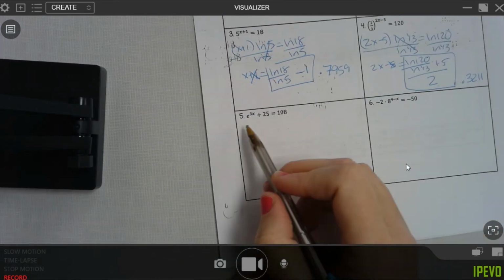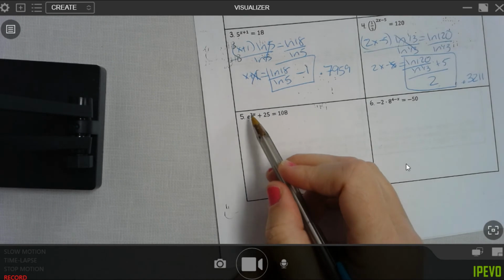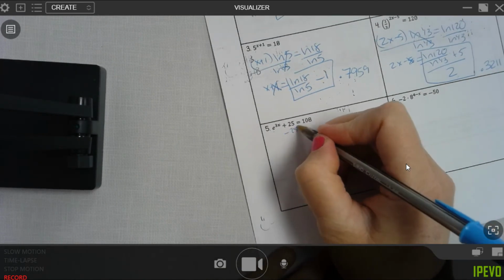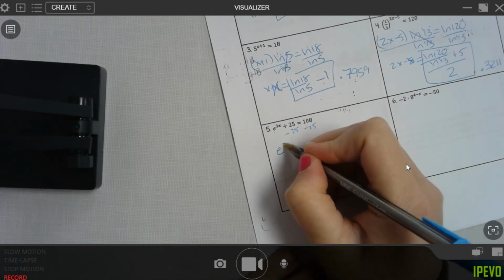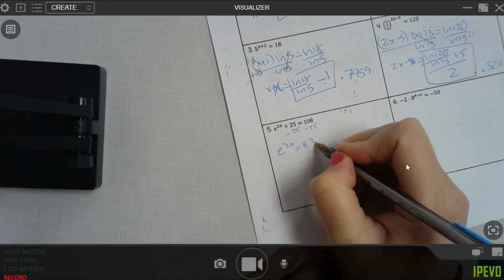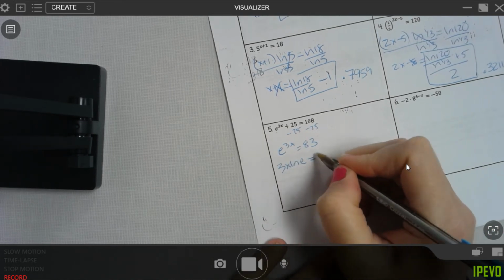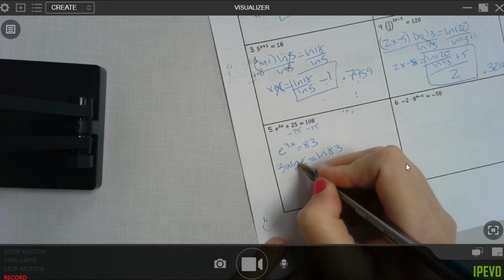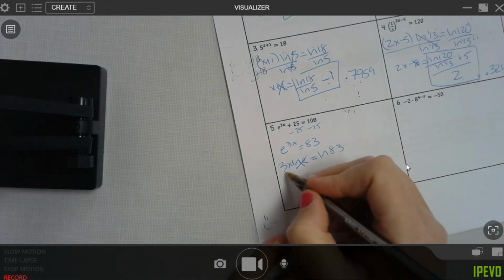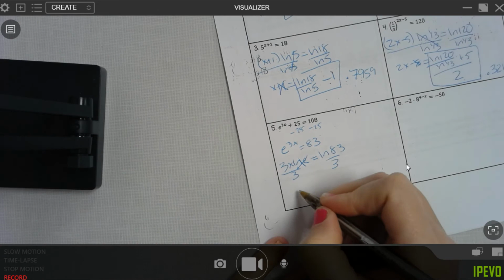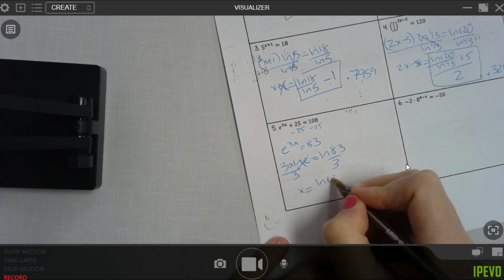All right, on these, the thing with the exponent is not by itself. So the first thing I'd have to do is subtract my 25 from both sides. Now I can natural log both sides. Natural log of e just becomes 1. So I just need to divide by 3. So x equals natural log of 83 divided by 3.